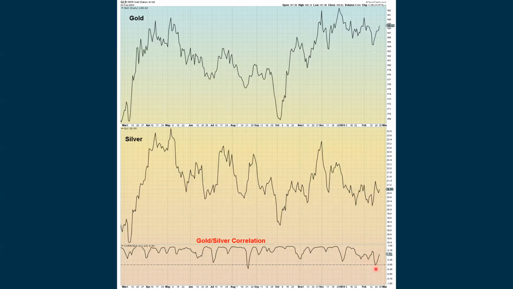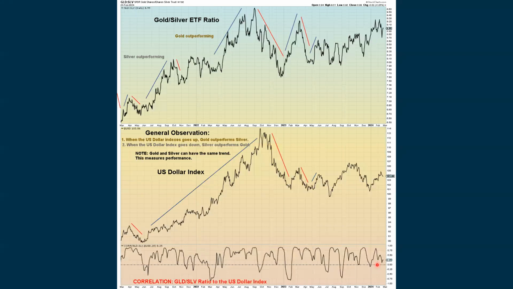really weakening. Now, you would think if gold is up, silver should be up, and if one is down, the other would be down. And for the most part, when we get a high reading here, that's what that means, that they're going in the same direction. But sometimes they can get disconnected from each other, so we want to keep an eye on that. Then we also look at a gold to silver ratio on top. When this is going up, that means gold's outperforming. When it's going down, that means silver's outperforming.